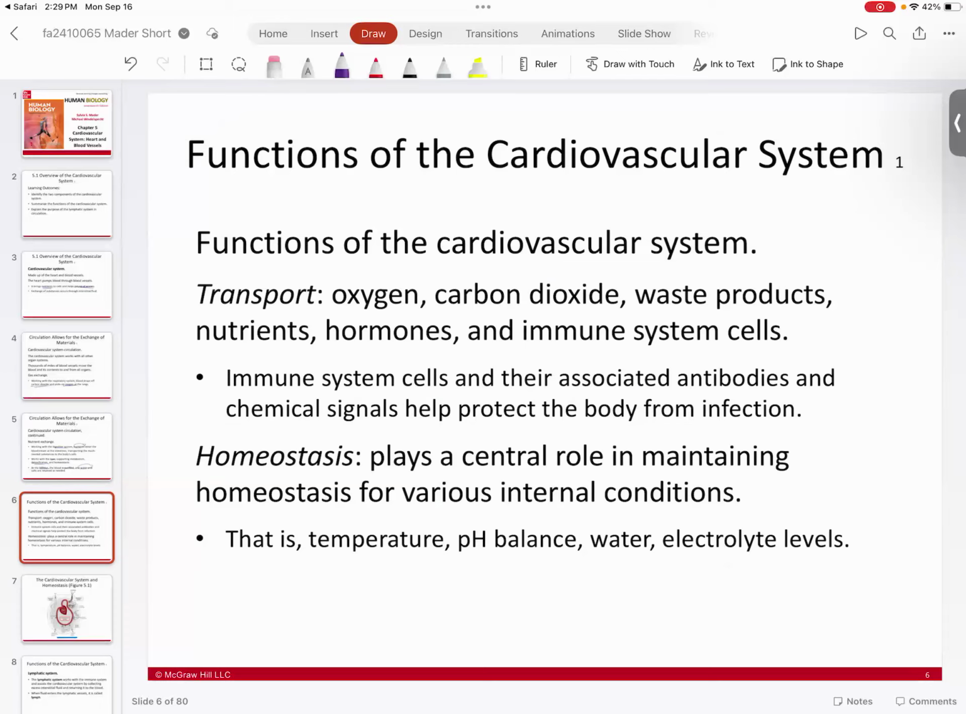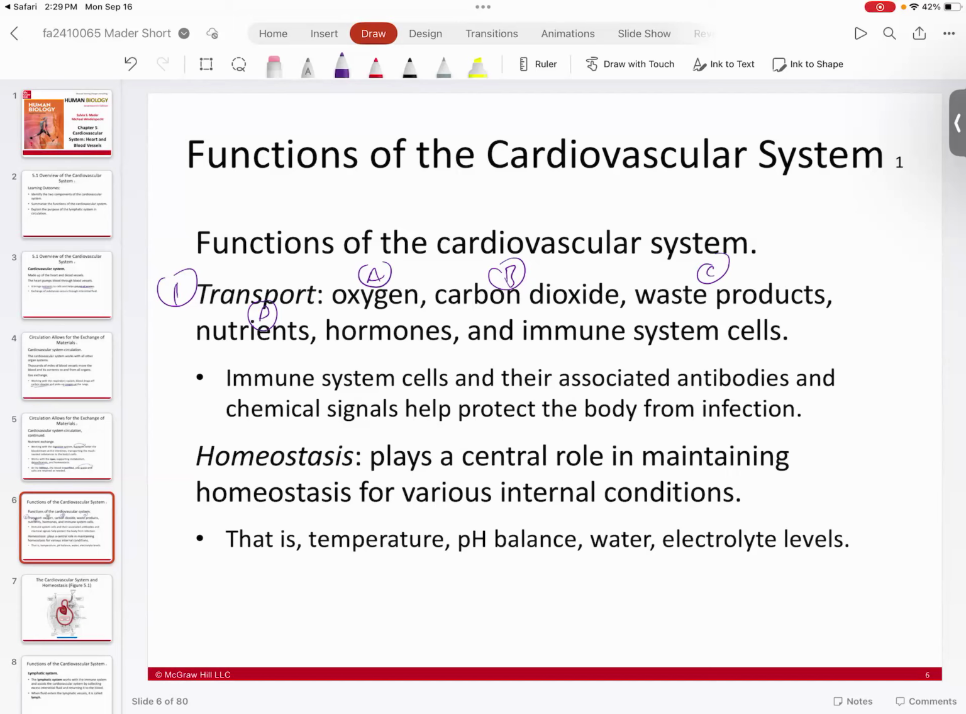So the functions of the cardiovascular system are, number one, transport. That's a big one, right? So what is it transporting? Well, it's transporting oxygen. That's a big one. It's transporting carbon dioxide, so it's getting rid of that as waste. Other waste products that aren't carbon dioxide, it's getting rid of nitrogenous compounds and metabolic byproducts and things like that. It's also transporting nutrients associated with what you just ate so that it can get that out to the rest of the cells.